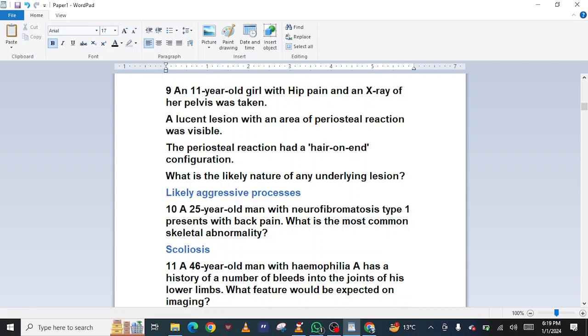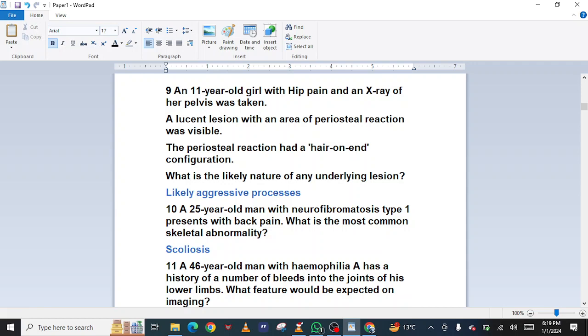9. An 11-year-old girl with hip pain and an X-ray of her pelvis was taken. A lucent lesion with an area of periosteal reaction was visible. The periosteal reaction had a hair-on-end configuration. What is the likely nature of any underlying lesion? Likely aggressive processes.